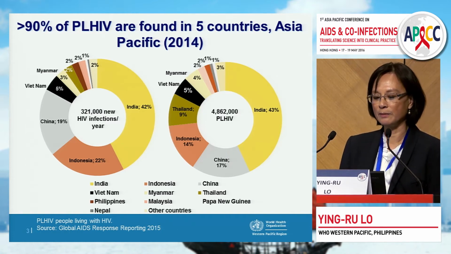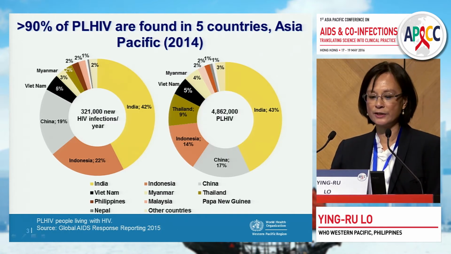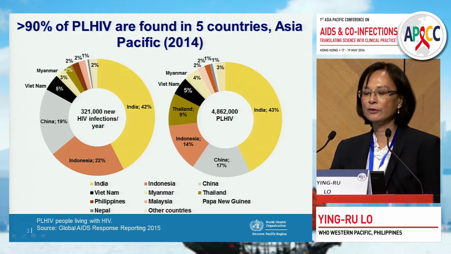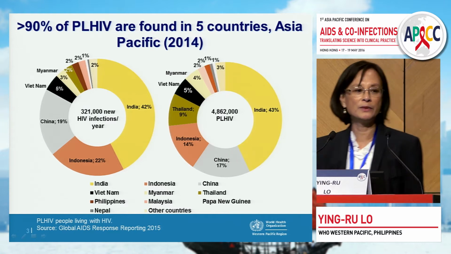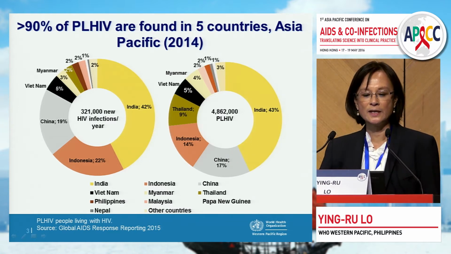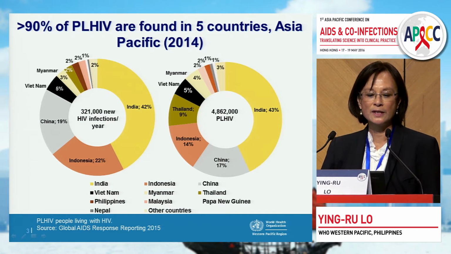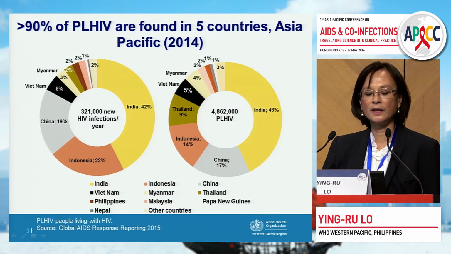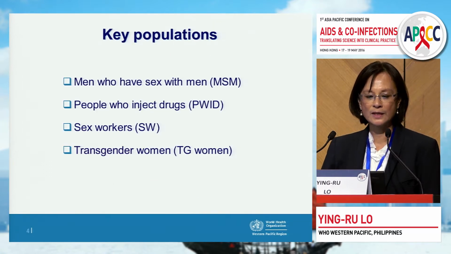In Asia, there are more than 90% of people living with HIV in 5 countries. If you look at the pie chart on the right side, the majority are in India, China, Indonesia, and Thailand. If you look at new HIV infections, it mirrors it a little bit, but then Indonesia actually is bypassing China, and also Myanmar and Vietnam are higher in terms of new HIV infections compared to Thailand. But the majority are in the big countries in the region.